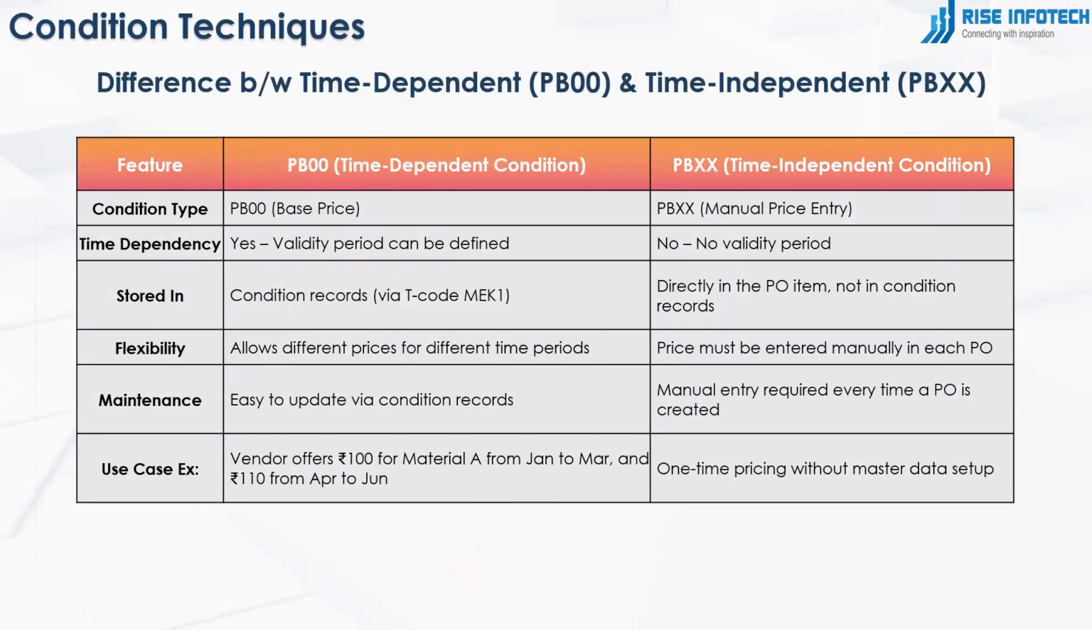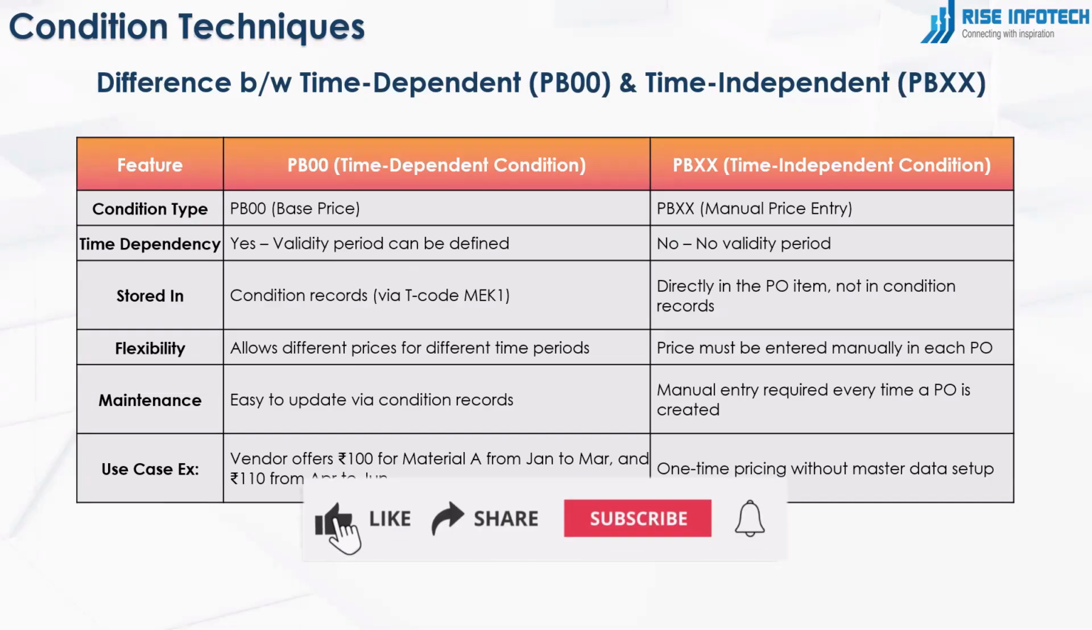So we have two different condition types, time-dependent conditions and time-independent conditions. And we have some features. The condition type PB00 is base price and PBX is manual price entry. So base price can be fetched from the pricing procedure, but for PBX, the time-independent conditions, the price will be manually entered.